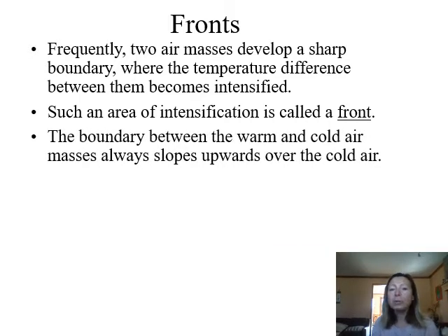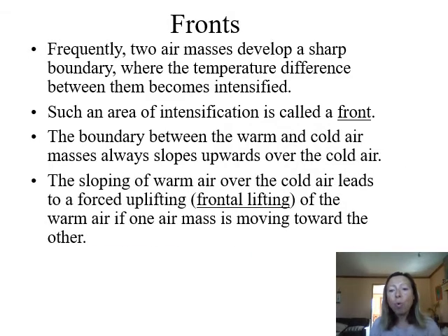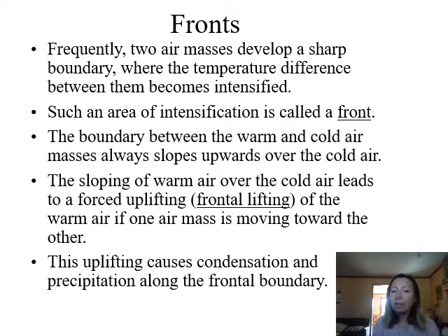The boundary between the warm and cold air masses always slopes upward over the cold air. This is because warm air is always moving upward and cold air is sinking down. The sloping of warm air over the cold air leads to a forced uplifting, the so-called frontal lifting of the warm air, if one air mass is moving towards the other. This uplifting causes condensation, and this is leading to a possibility of precipitation along the frontal boundary.